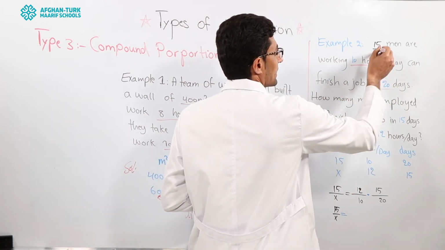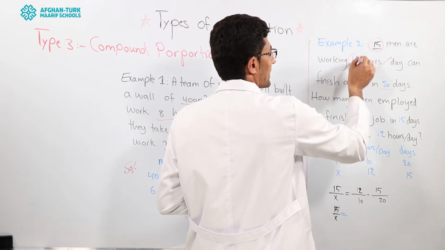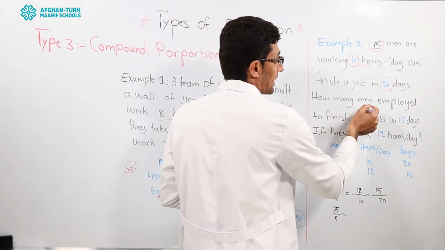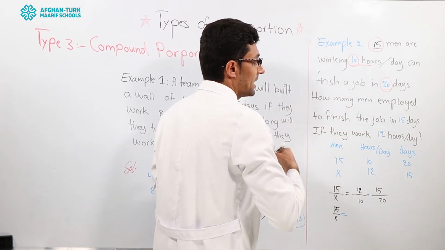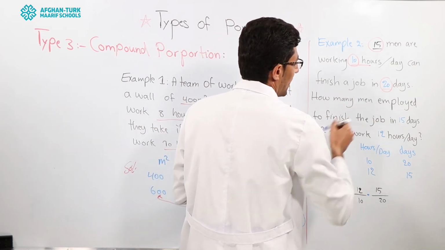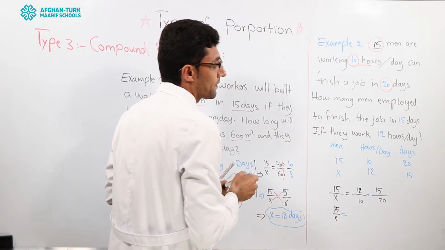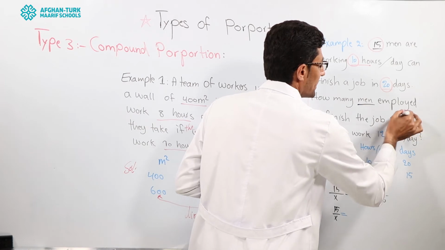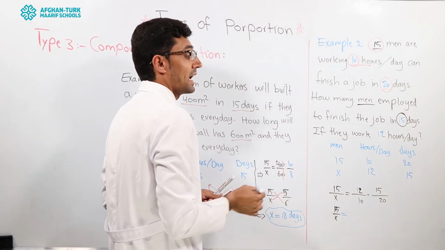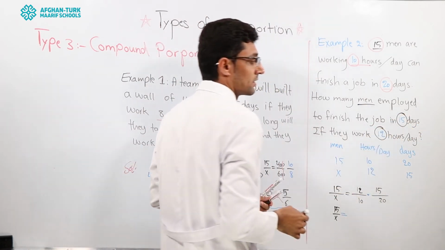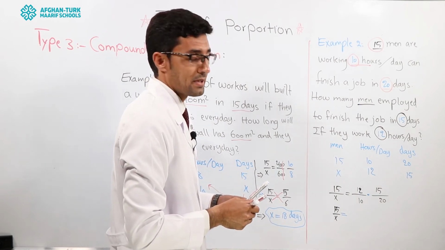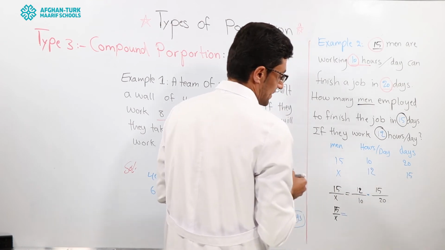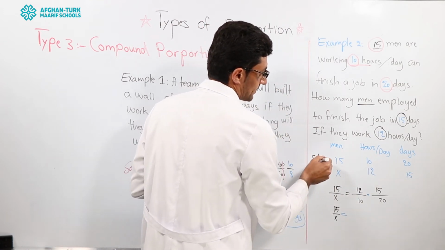20 days. And 15 workers or 15 men. Now, how many men are employed to finish the job in 15 days, if they work 12 hours per day? So men, hours, and days. And here we have the solution.